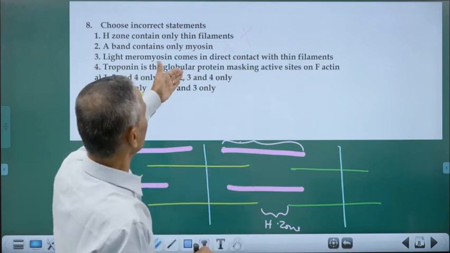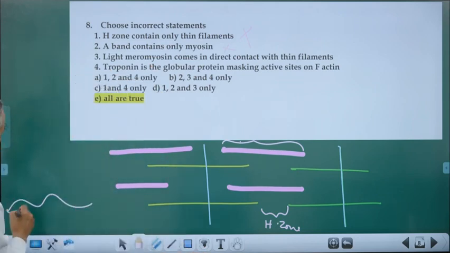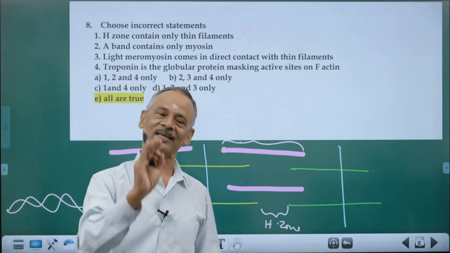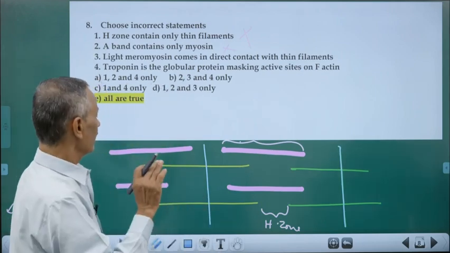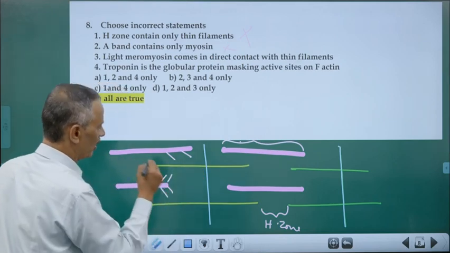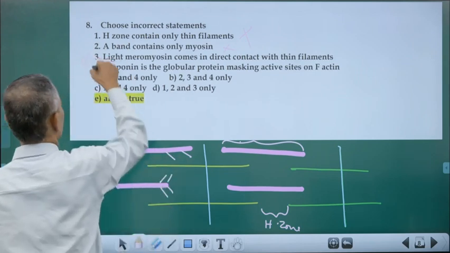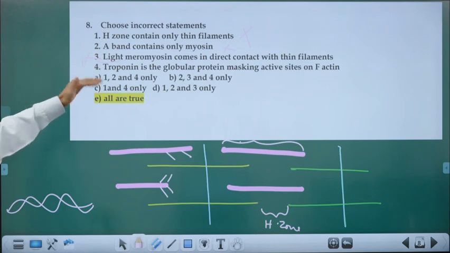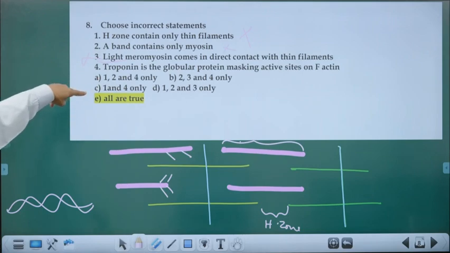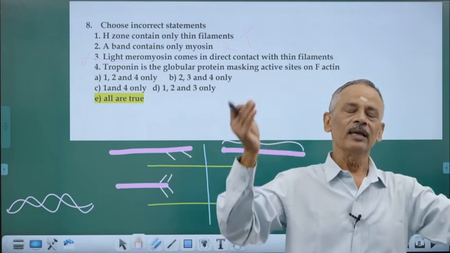Light meromyosin comes in direct contact with the thin filament. No, light meromyosin is the tail. They are all present within the thickness of that thick filament. And the head that is projecting out at regular intervals is made up of heavy meromyosin, so it is not light. Troponin is the globular protein masking active sites on F actin. It is tropomyosin which is arranged end to end, which is covering the active sites.